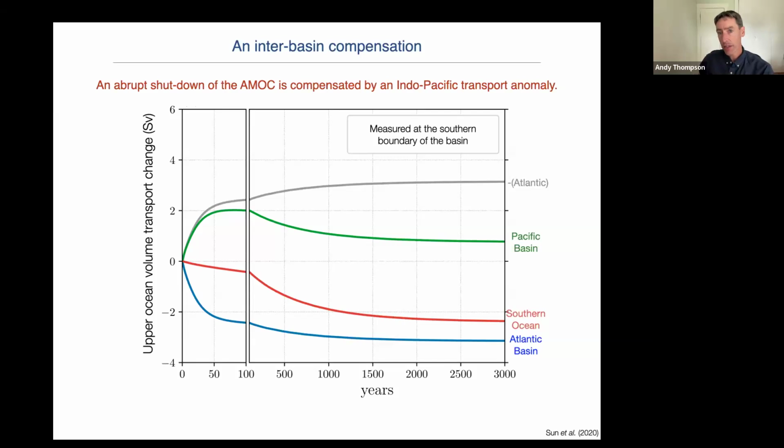As we run these simulations longer, what we find is that eventually the Southern Ocean does begin to respond to the change in the interface depth in the northern basins. Over a longer period of time, that perturbation to the Pacific Basin weakens, and over millennial timescales, the compensation is largely between the Atlantic Basin and the Southern Ocean.